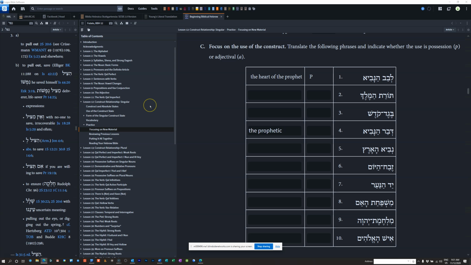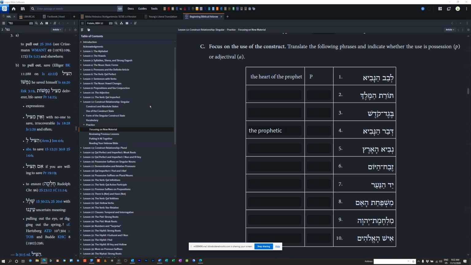Hello, everybody. We are ready to go through the Futato exercises for lesson 12. This is on the construct relationship between two nouns. This is a feature of Hebrew that's very similar to, if you've had Greek before, genitive constructions that you've seen before.